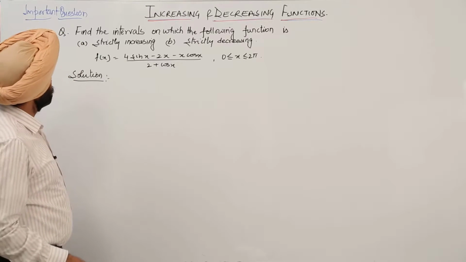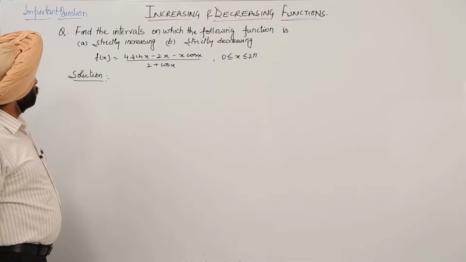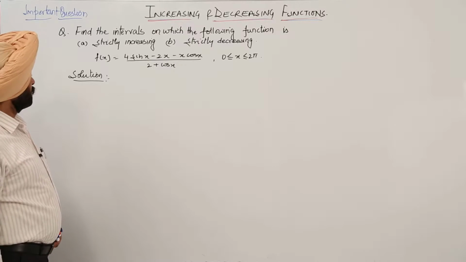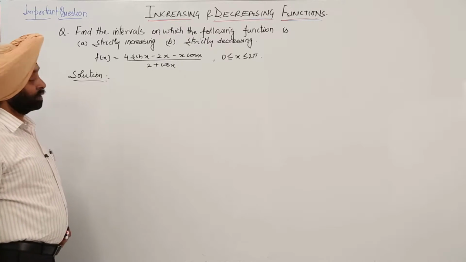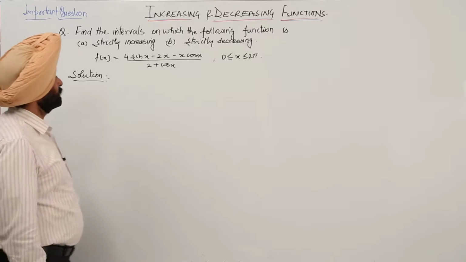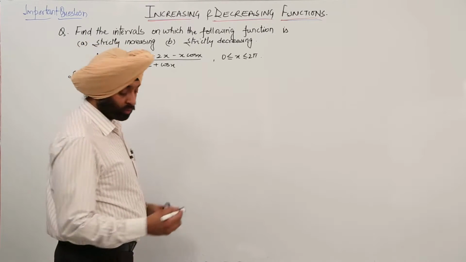We have to find increasing and decreasing functions for given f(x) = 4 sin x / (2 + cos x) - x, and the interval is between 0 and 2 pi.